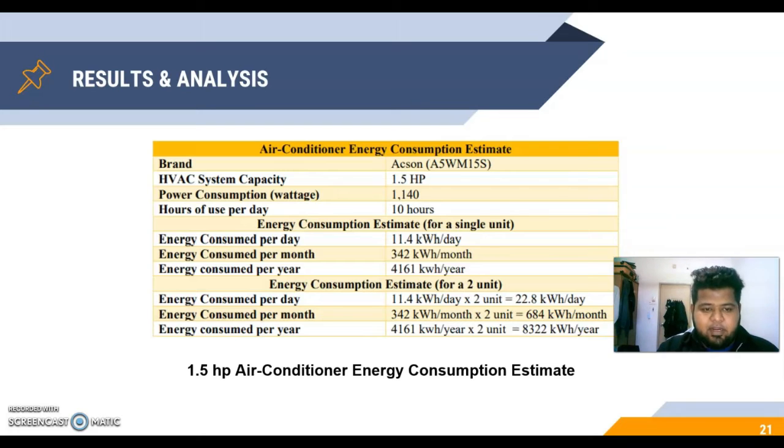11.4 kilowatts per day, 342 kilowatts per month, and 4,161 kilowatts per year. And for 2 units, it's at 22.8 kilowatts per day, 684 kilowatts per month, and also 8,322 kilowatts per year.